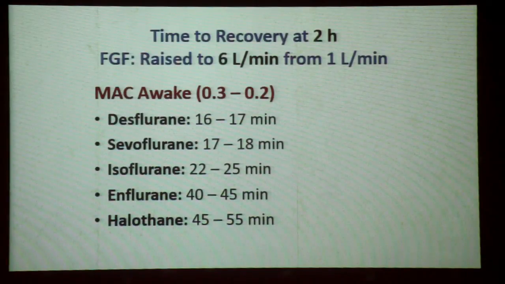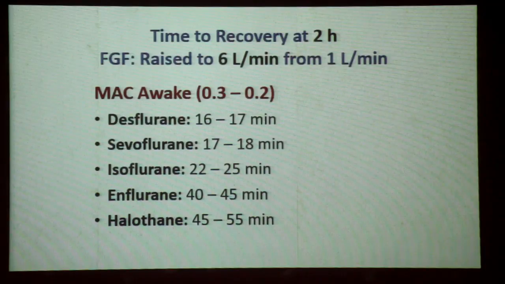So you can actually titrate your recovery from the patient. It doesn't depend upon the solubility always. It also depends upon common sense. So if you have halothane, switch it off early. You can increase your flow rates and you'll have a similar recovery to what you will have with sevoflurane.